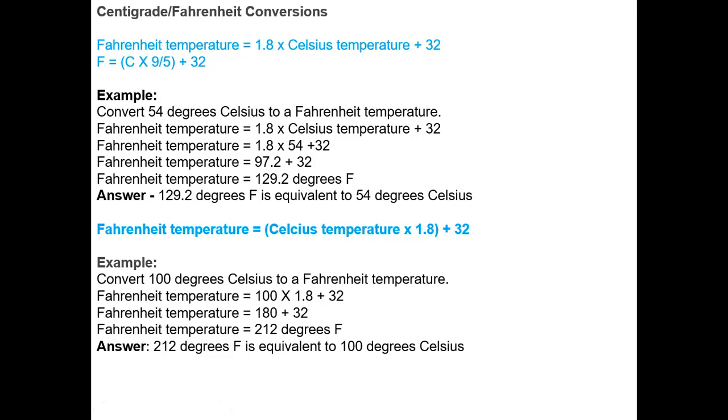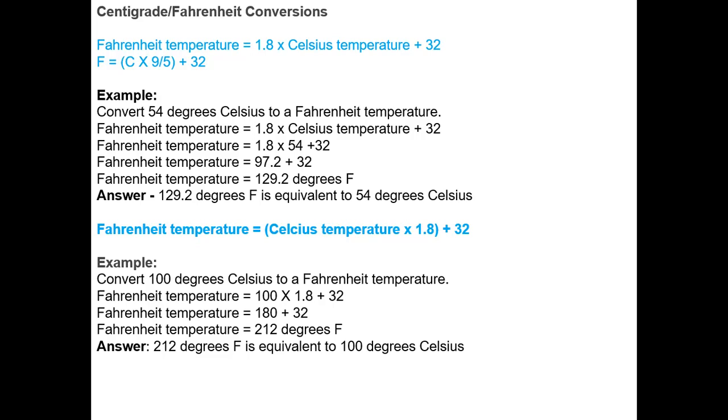Okay, 1.8 times 54. And you got 97.2, and then you added 32 degrees. And you should have come out with a total of 129.2. Therefore, 129.2 degrees Fahrenheit is equal to 54 degrees Celsius. All right, let's look at the next one.